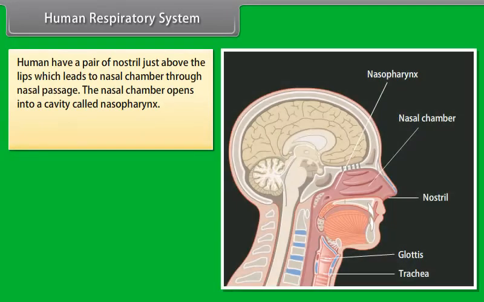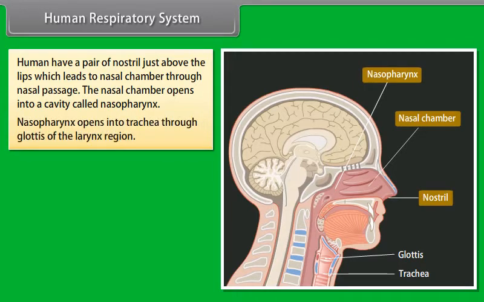Human respiratory system. Humans have a pair of nostrils just above the lips, which lead to the nasal chamber through the nasal passage. The nasal chamber opens into a cavity called the nasopharynx. The nasopharynx opens into the trachea through the glottis of the larynx region.